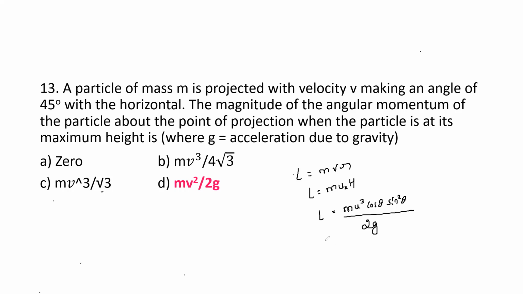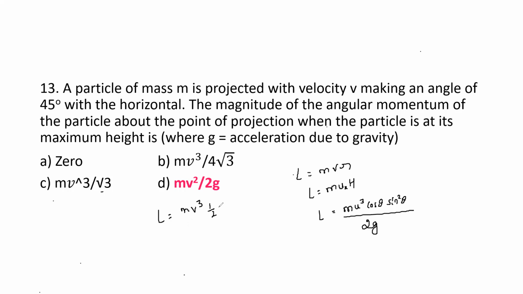Next, by using this formula, we can substitute the values here. That is L is equal to m, and the velocity is taken as u, therefore it becomes u cube. The angle is given as 45 degrees. When it is 45 degrees, cos 45 is 1 by root 2. Sin 45 is also 1 by root 2, but it is sine square theta, therefore it becomes 1 by 2. So 1 by 2 into 1 by root 2. Then the numerator term is over.